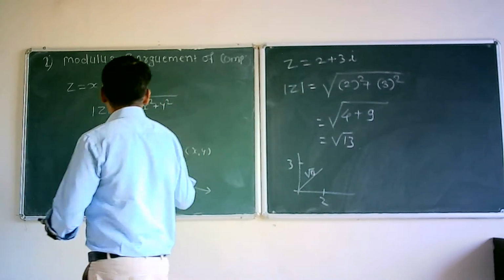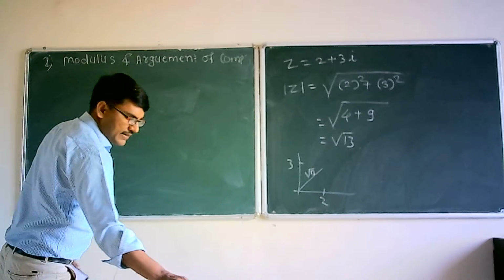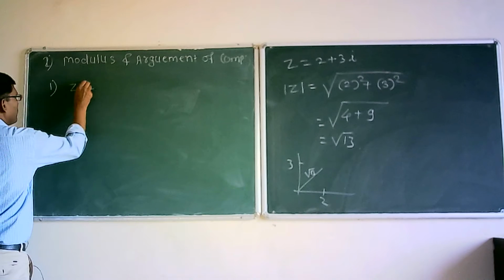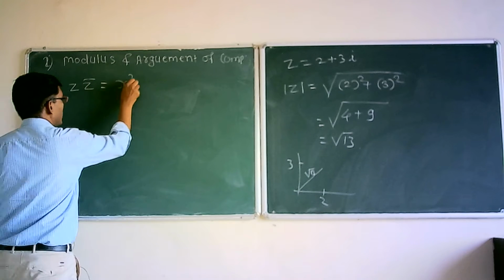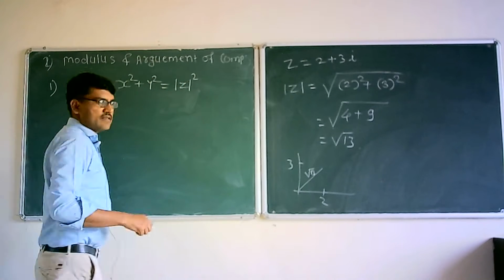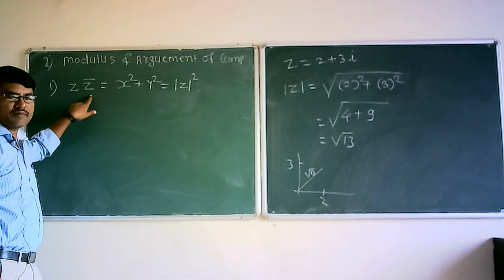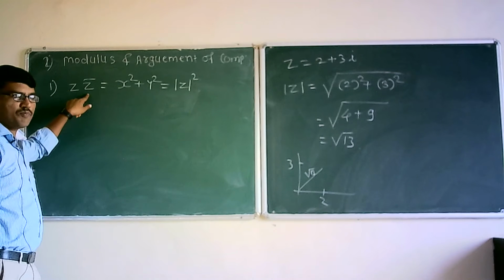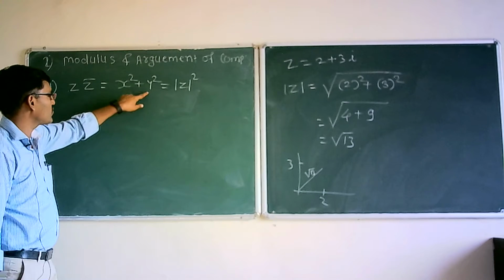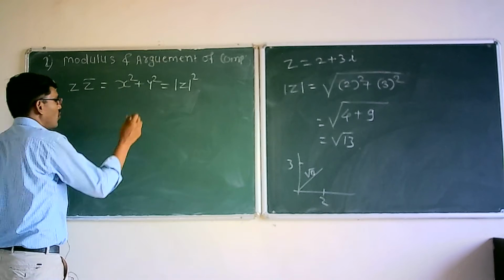There are some properties of modulus. Already you know that z into z bar is equal to x square plus y square, and it is equal to mod of z square. If you watch the previous video again, z into z bar means the product of the complex number and its complex conjugate, and we get the answer x square plus y square, which is equal to mod of z square. So z into z bar is mod of z square.